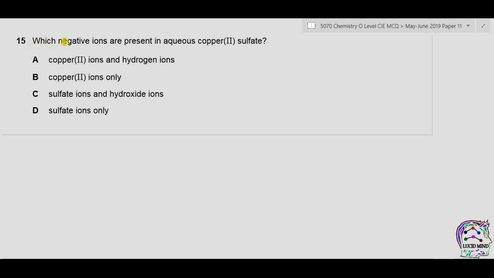Question 15, which negative ions are present in aqueous copper 2 sulfate? Now in aqueous copper 2 sulfate we have copper 2+, H+ ions from water, sulfate ions from copper sulfate, and hydroxide ions from water. So the negative ions present are sulfate and hydroxide. The answer is therefore C.